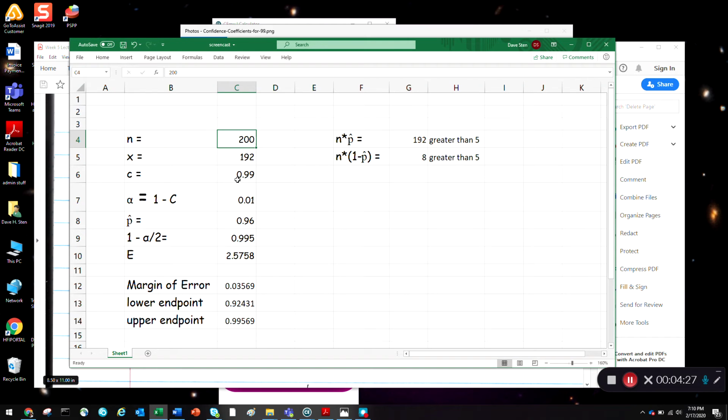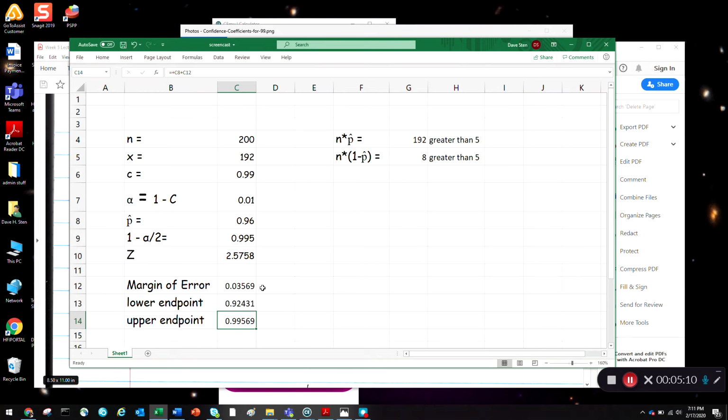Our confidence level is 99. That means the alpha, the size of the tails, what remains, is 0.01. P hat, the sample proportion, was given. And what we looked up for z was the 0.995 area under the curve. And our z-score is 2.5758, and we come up with our margin of error. That was the error, and we get the same result, just one more decimal place here with Excel.